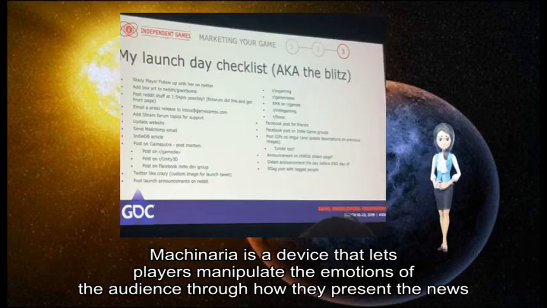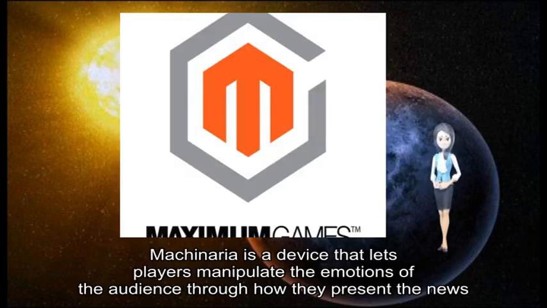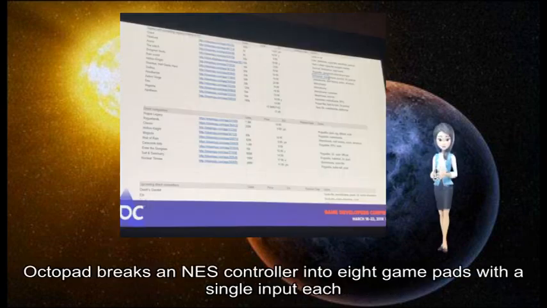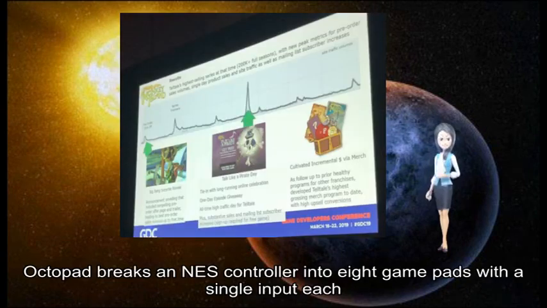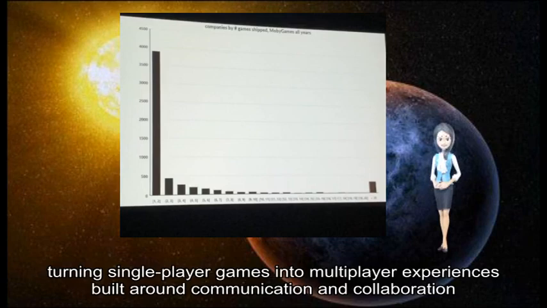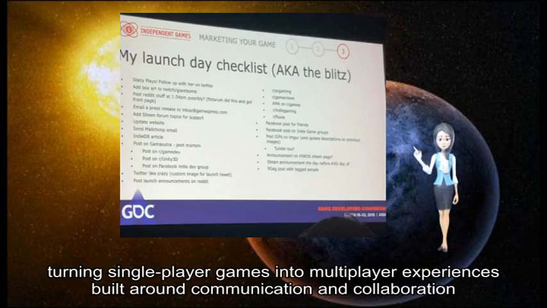Machinery is a device that lets players manipulate the emotions of the audience through how they present the news, exploring media's use of similar methods. Octopad breaks an NES controller into 8 gamepads with a single input each, turning single-player games into multiplayer experiences built around communication and collaboration.